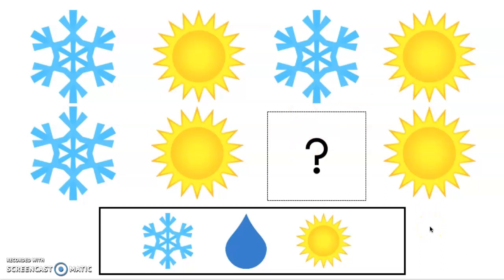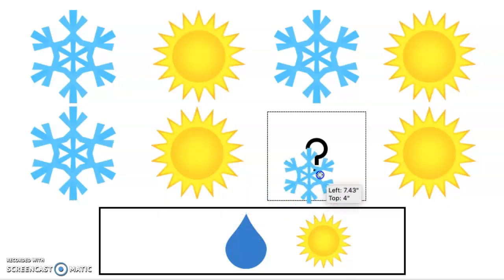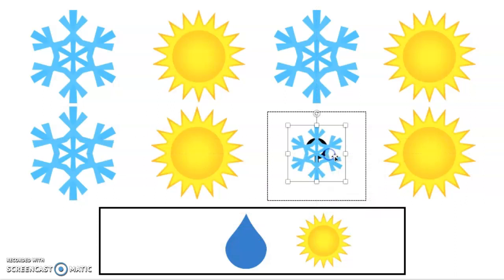Well, there's 2 of every kind of object except this one spot. I'm going to move the snowflake into this box to complete the pattern. So now we have snowflake, snowflake, sun, sun, snowflake, snowflake, sun, sun.